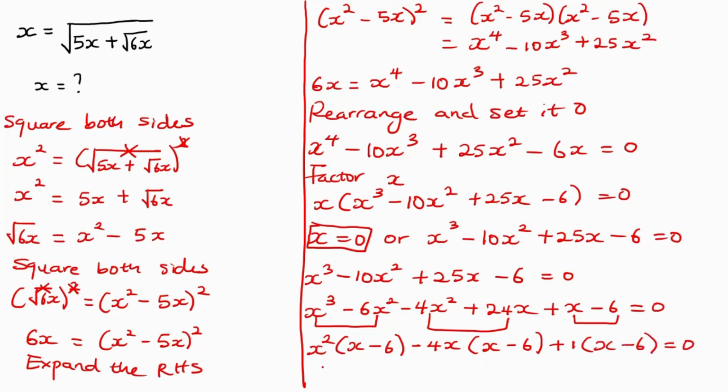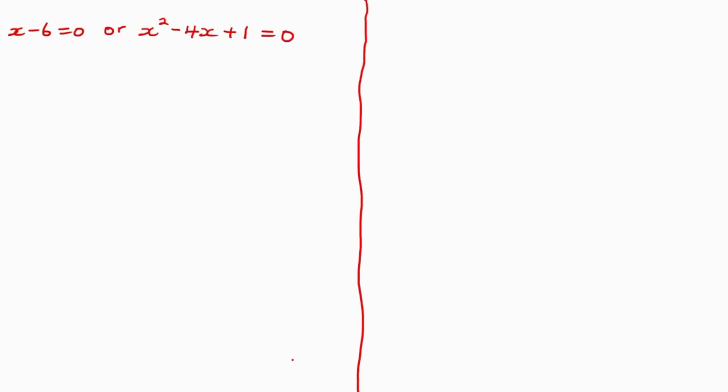So from this, we have x minus 6 times x squared minus 4x plus 1 is equal to 0. We have been able to factor this out. Solving that, we have that x minus 6 is equal to 0, or x squared minus 4x plus 1 is equal to 0. From the first part, x is equal to 0 plus 6, so x is equal to 6. This becomes the second value for x.